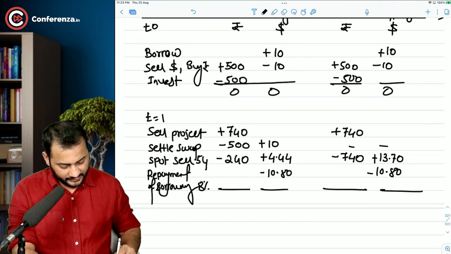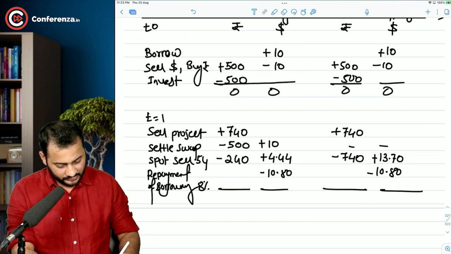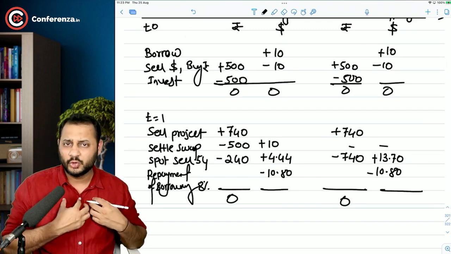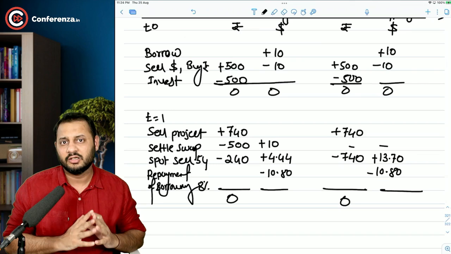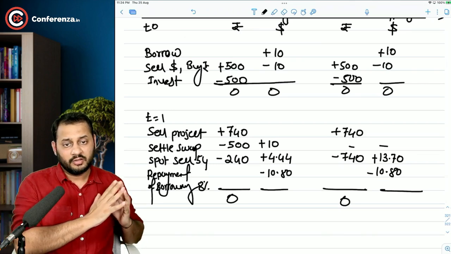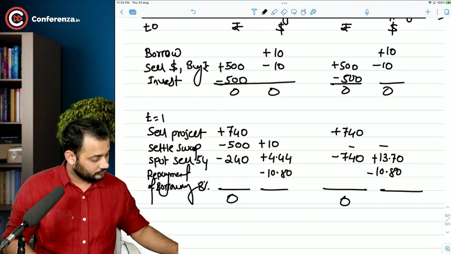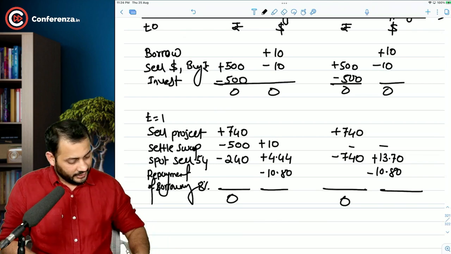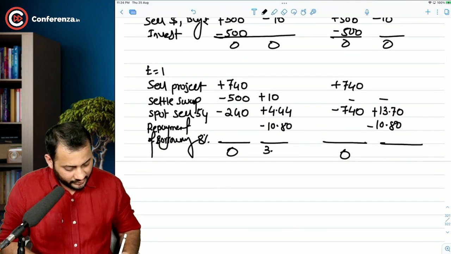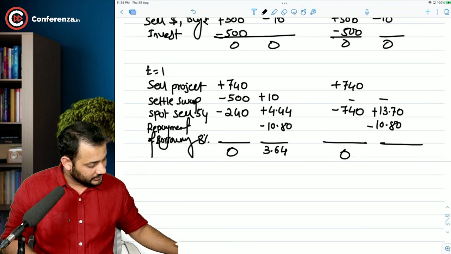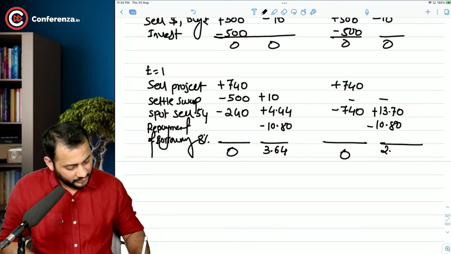Now you can clearly see this part of the rupee will get 0, because we are a US company, we don't need rupees in our portfolio. Do the total of dollars. 14.44 minus 10.80. If you do the swapping, the balance left with you will be 3.64 crore, and if you don't go for the swapping, the balance left with you will be 2.9 crore dollars.